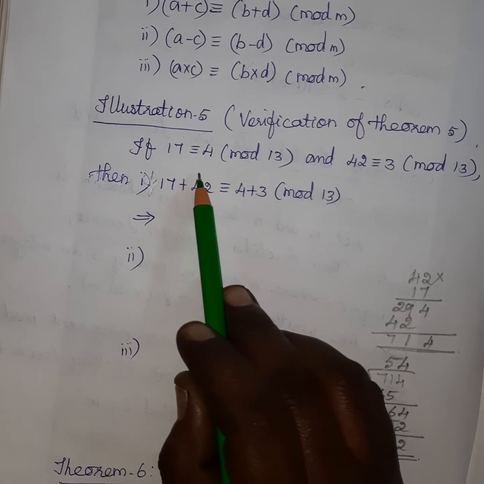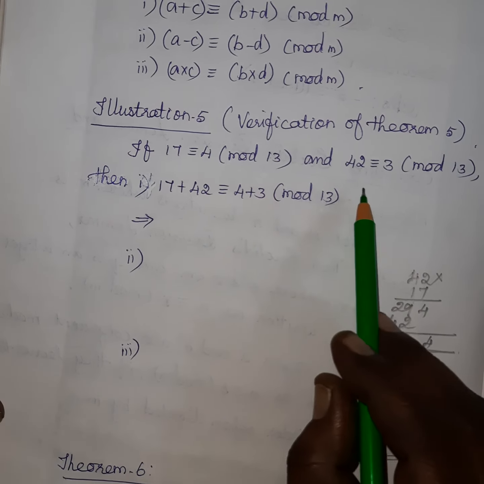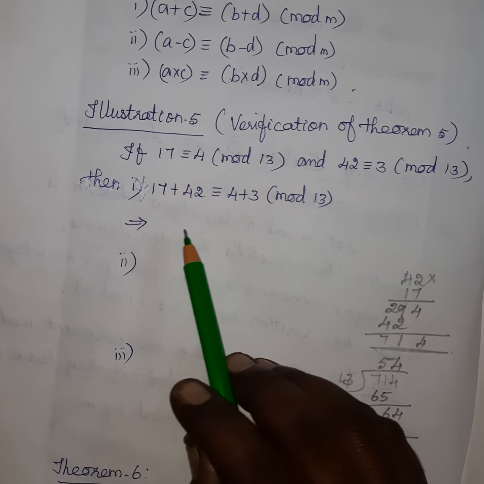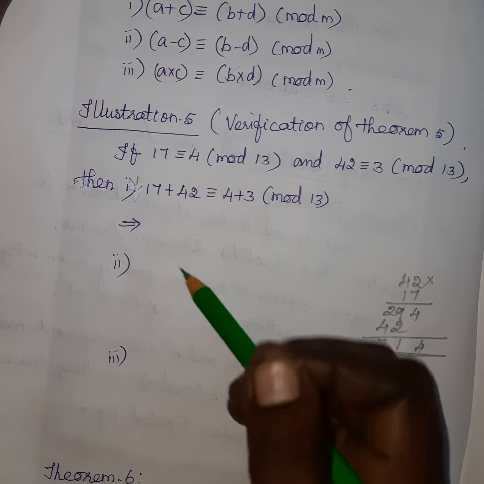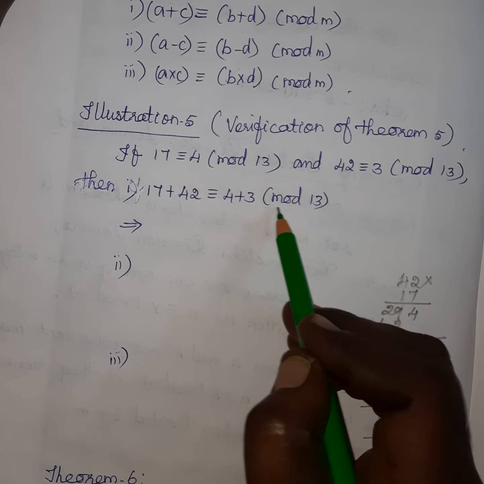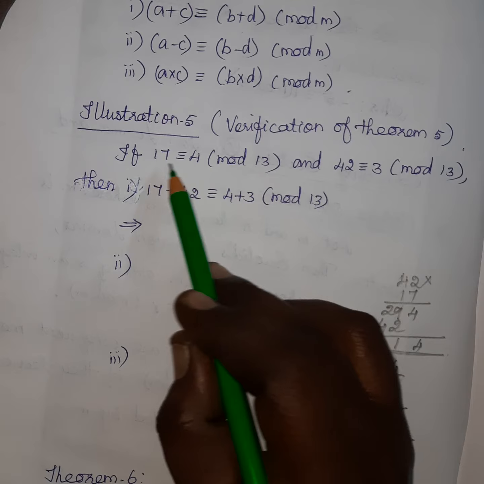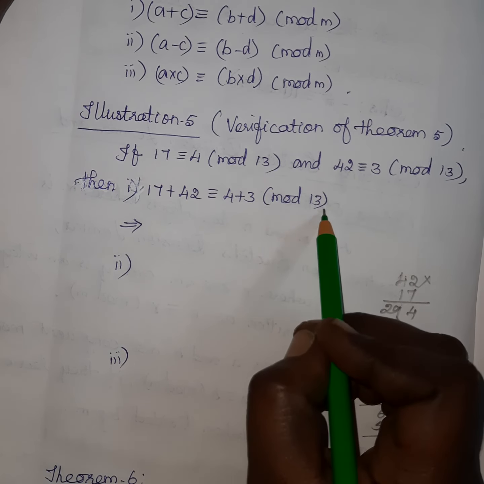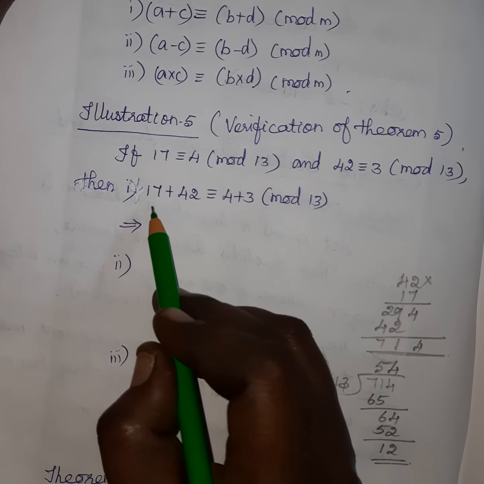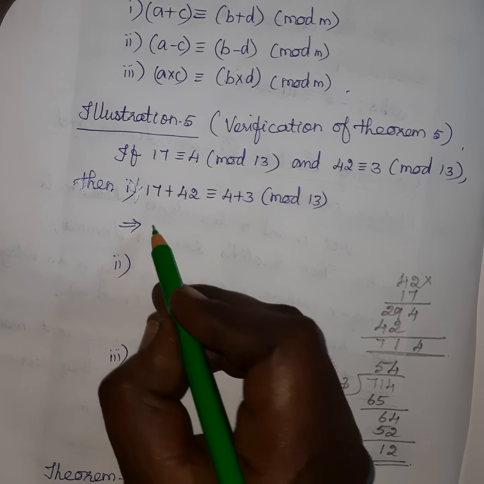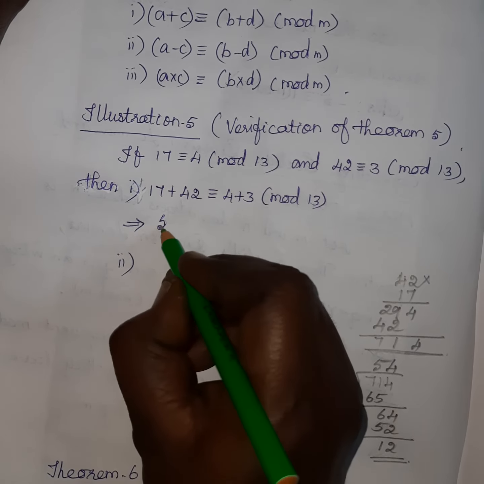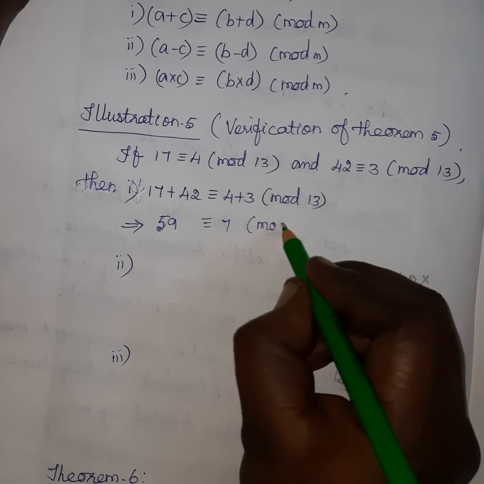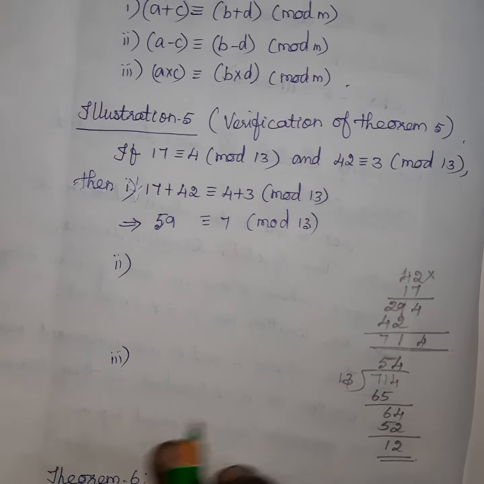If 17 is congruent to 4 mod 13 and 42 is congruent to 3 mod 13, what about the value 17 plus 42? It is also congruent to 4 plus 3. 17 plus 42 is the left side, 4 plus 3 is the right side, congruent mod 13. Okay. What is the value of 17 plus 42? It is 59. Is congruent to 7 mod 13. Okay. How is it correct?